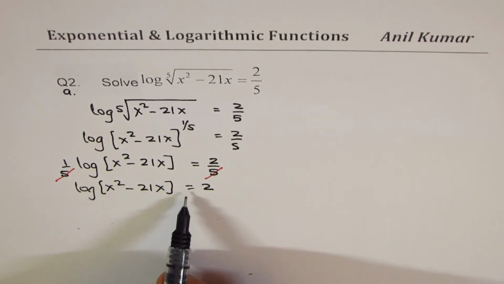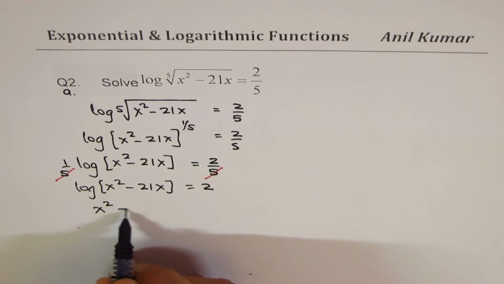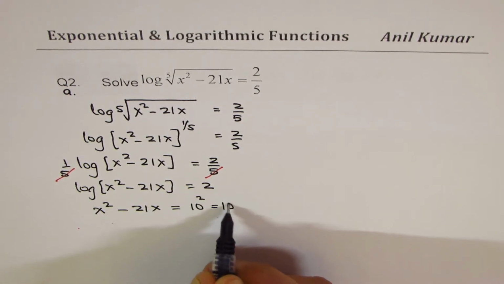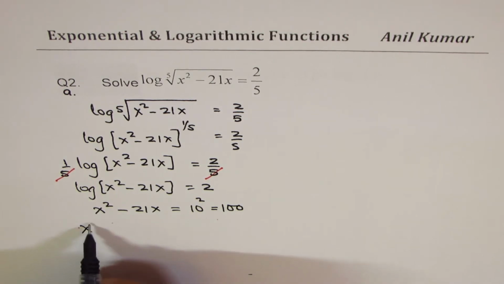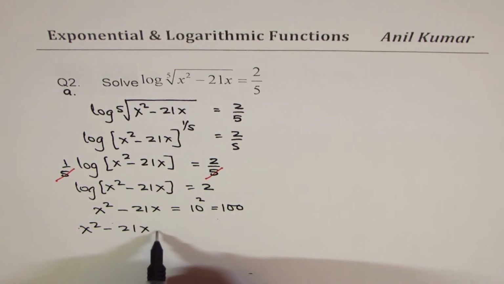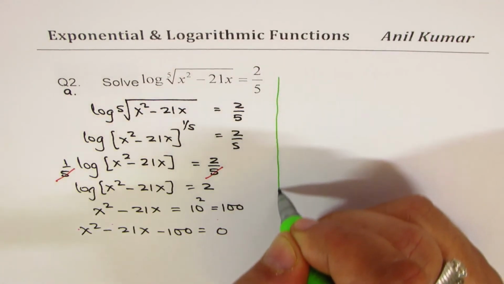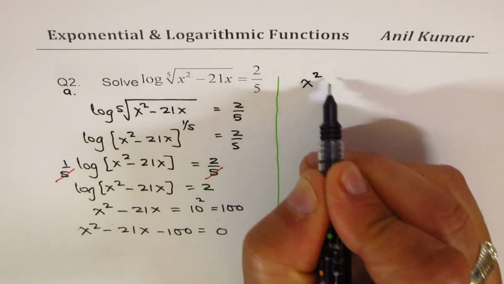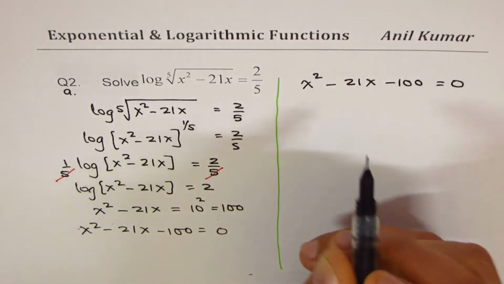Now we'll convert the form to exponential form. So base is 10 here, so we could write this as x squared minus 21x equals 10 squared, which is indeed 100, right? Now bringing 100 to the left side, we get x squared minus 21x minus 100 equals 0. This is a quadratic equation which we can factor and then solve. So let me rewrite this equation here. x squared minus 21x minus 100 equals 0.